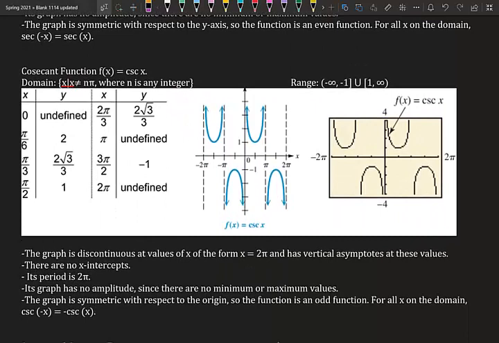Cosecant. So this is what it would look like. The graph is discontinuous at values of the form x equals n pi, and has vertical asymptotes at these values. No x-intercepts, its period is 2 pi, it doesn't have amplitude, and it's symmetric with the origin. So if you have (1, 1), you also have (negative 1, negative 1). If you have (2, negative 2), you would have (negative 2, 2).